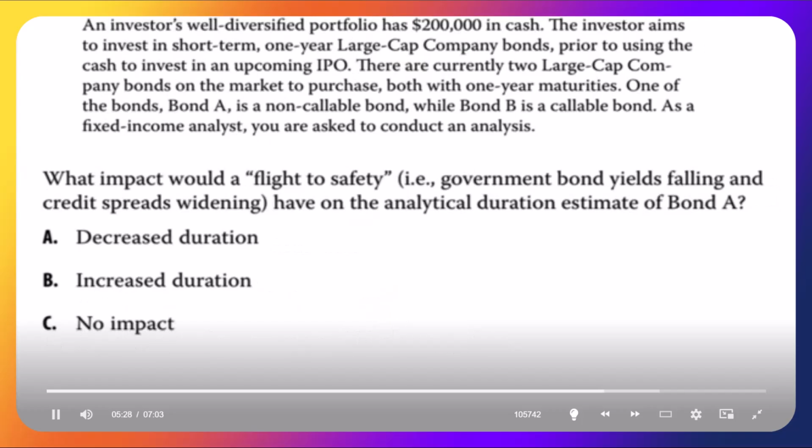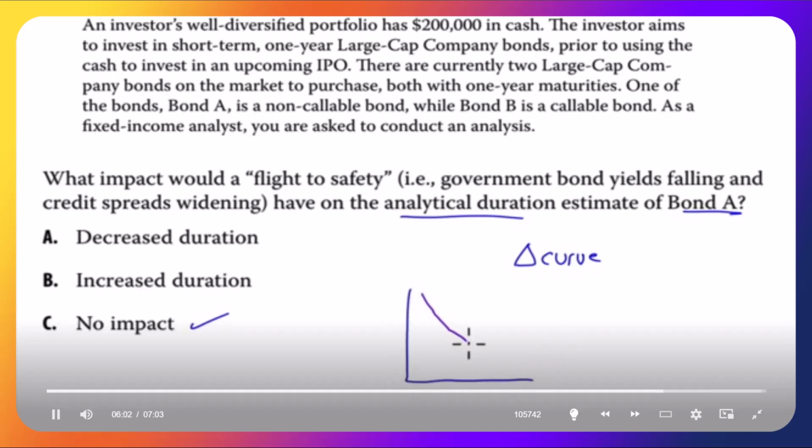What impact would a flight to safety have on the analytical duration estimate of bond A? This is government bond yields falling and credit spreads widening. What impact would a flight to safety have on the analytical duration? So analytical duration is going to look at the change in the curve, right? It's not going to consider the change in the credit spread. Now, the CFAI wants to say no impact, but that is not entirely true.